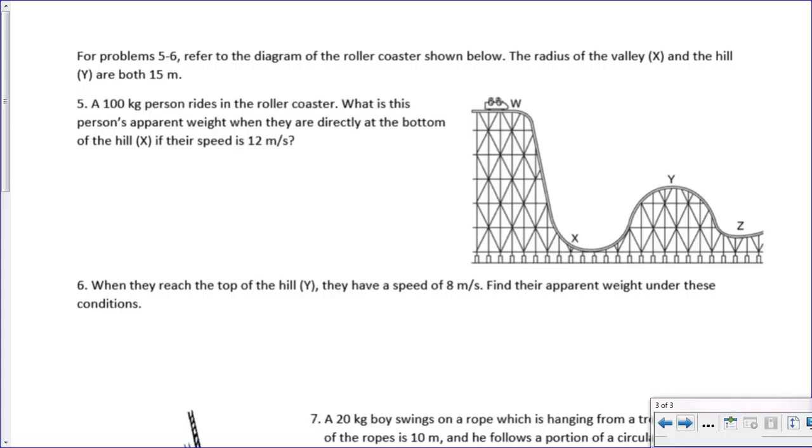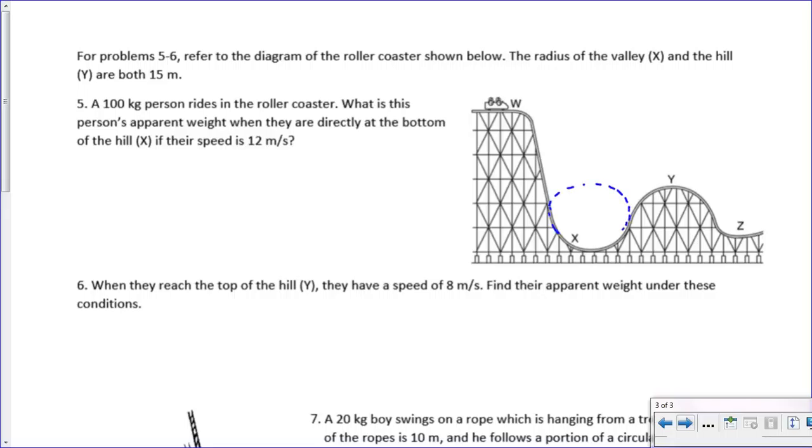So in this one it says that there's a 100 kilogram person riding a roller coaster, and I want the apparent weight when they're directly at the bottom of the hill, that their speed is 12 meters per second. I've also said that the radius of the valley and the hill are both 15 meters. And so the first thing you have to do is, we're going to be talking about the valley first.